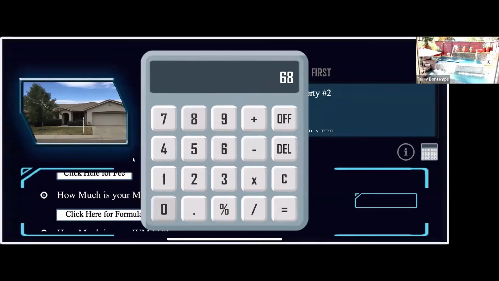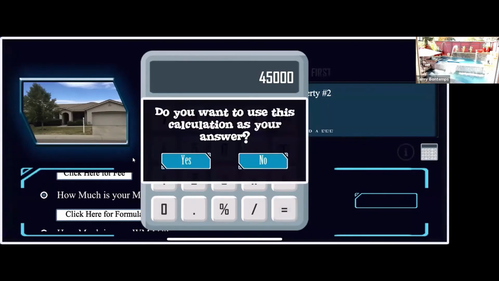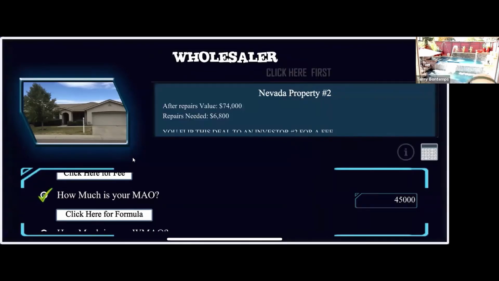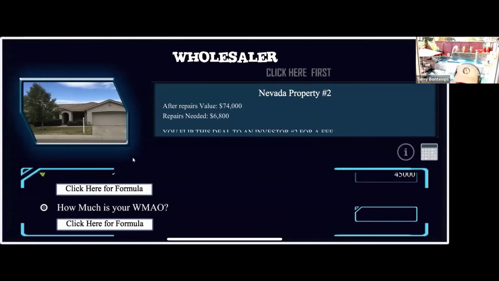$6,800. This is exactly what you do when you're talking face-to-face with a homeowner, whether you're at McDonald's or over the phone. You go through this process. So I get $45,000. Let me see if I did my math correct. I hit my off. Do I want to use it? Yes, I do. Oh, look at Terry go here. All right, I got my second question now. I got a green mark.